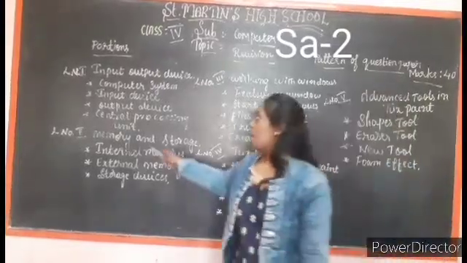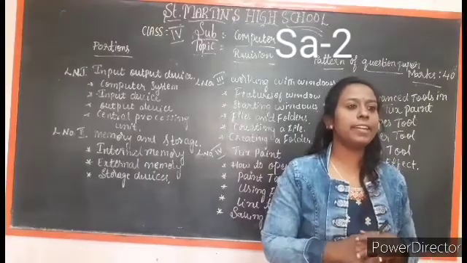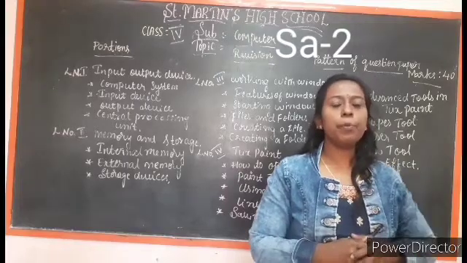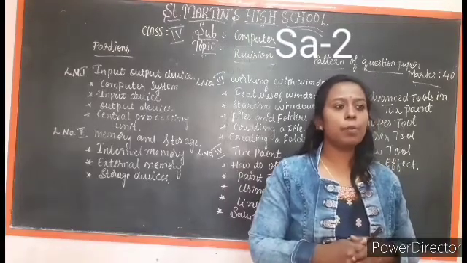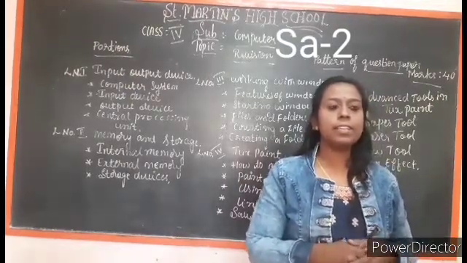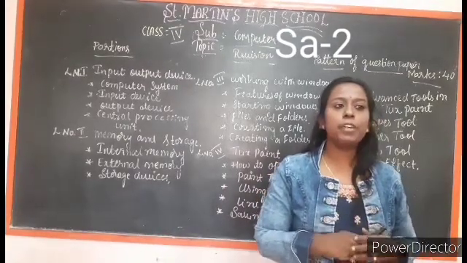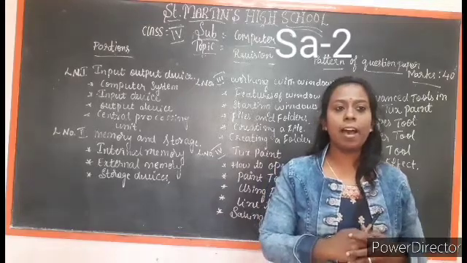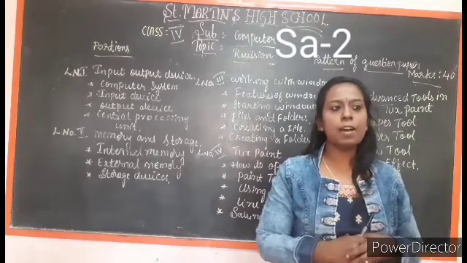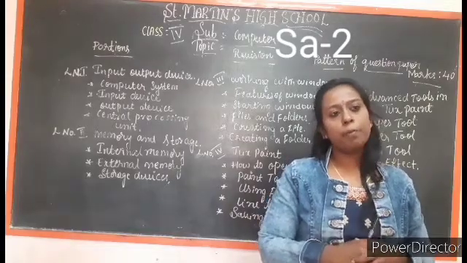And next, output device. Output devices are used to display the data. The computer gives the result after processing. Monitor, printer, and speaker are examples of output devices. What is an output device, children? An output device is used to display the data, and the computer gives the result of the processing.